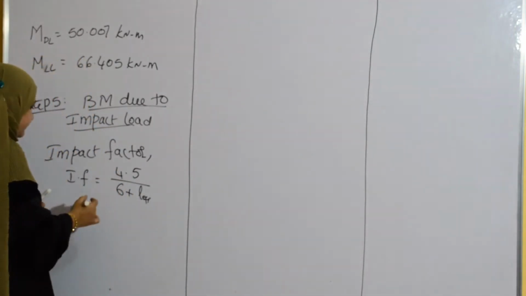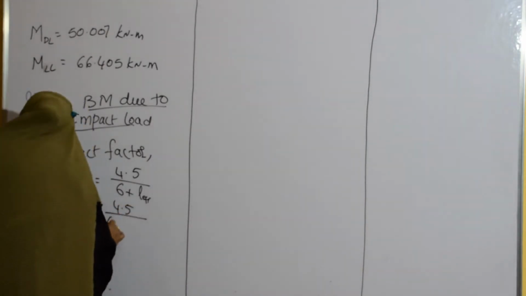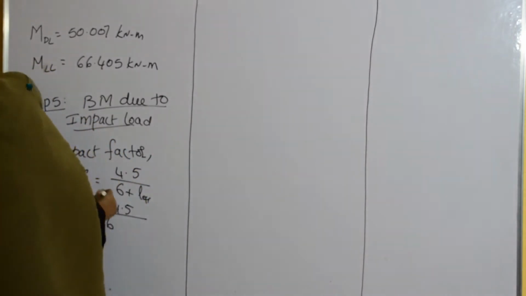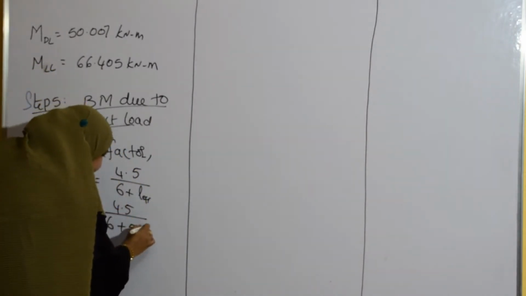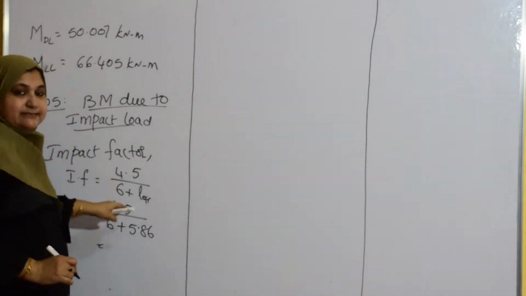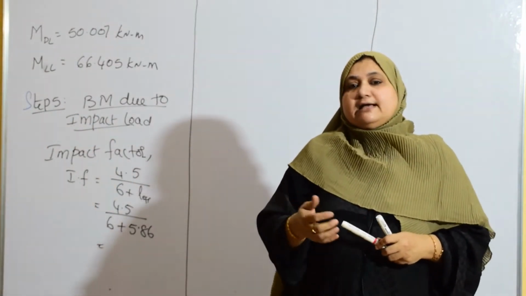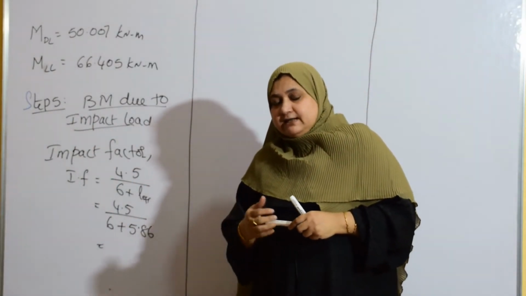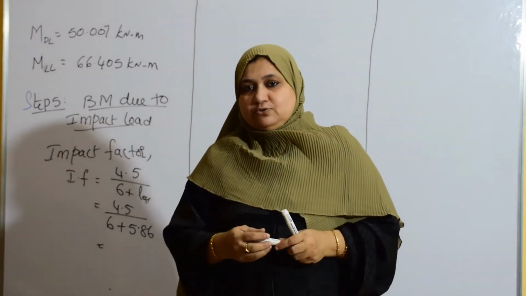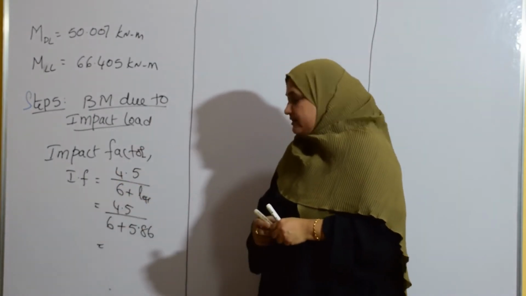Already we know from our question data what our effective span is. L effective was 5.86. So the impact factor is 4.5 by 6 plus L effective. This is only for class A loading. For class B there is another formula, and for class AA there is another approach. So only for class A loading, this is the formula for impact loading.